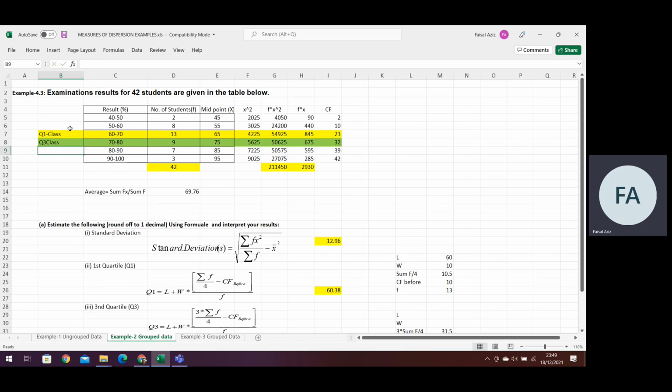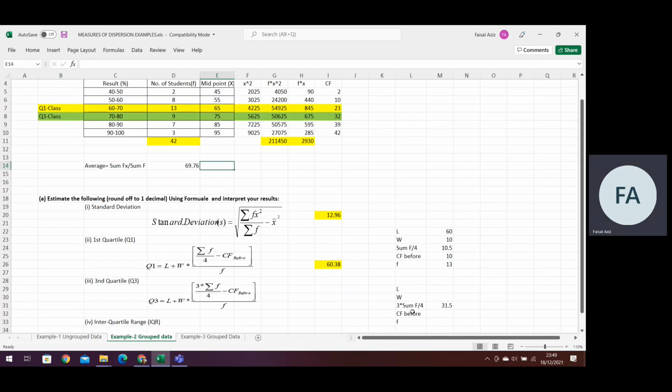This is our Q3 class, or quartile 3 class. And after this, I will put all the values. So the lower limit of this class is 70. The width of the class, 80 minus 70, will be 10.